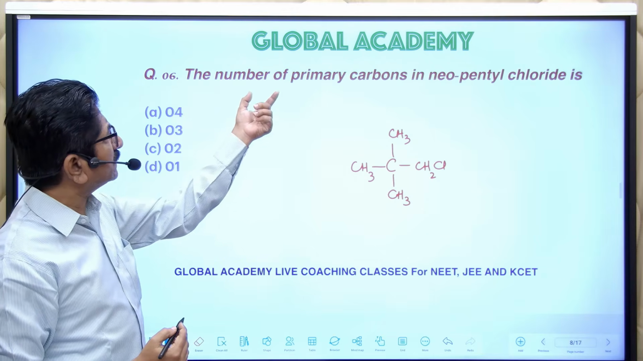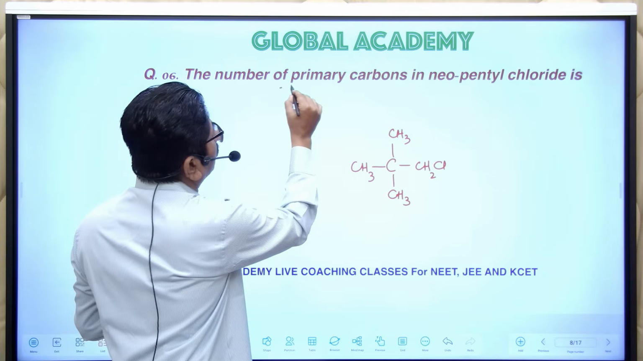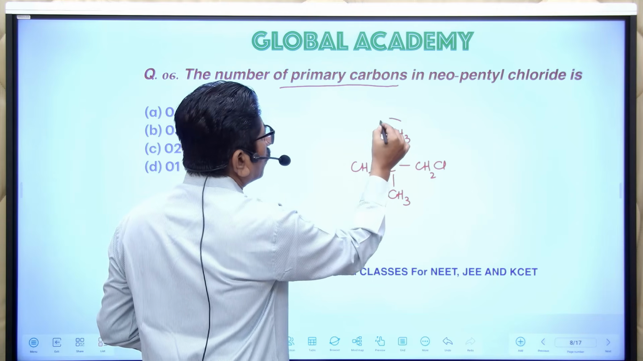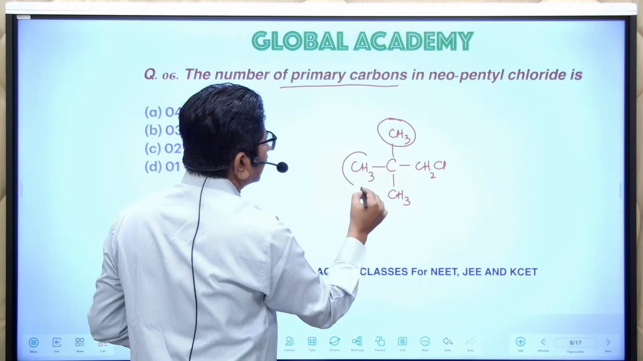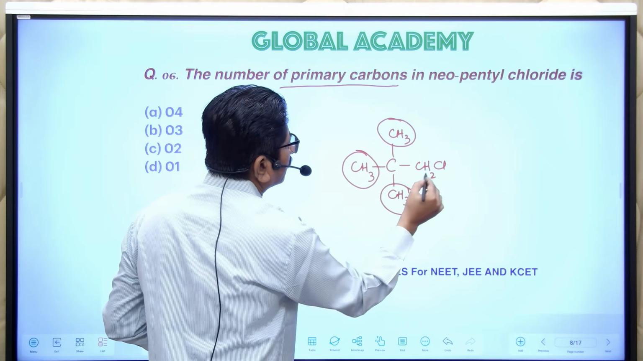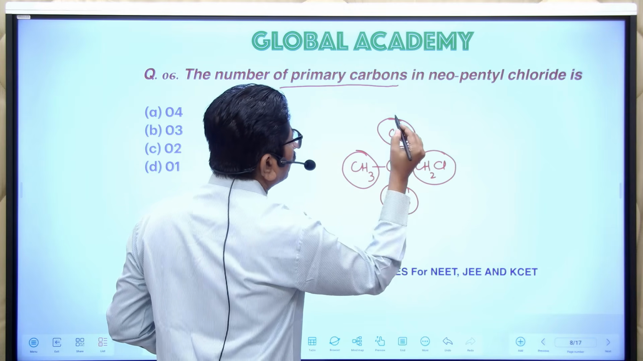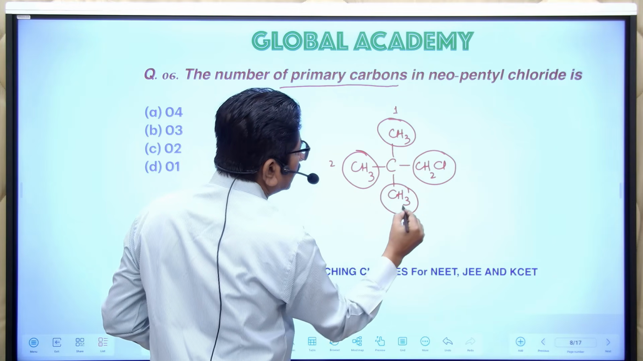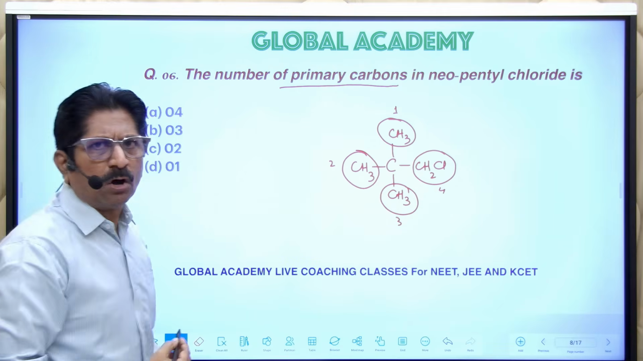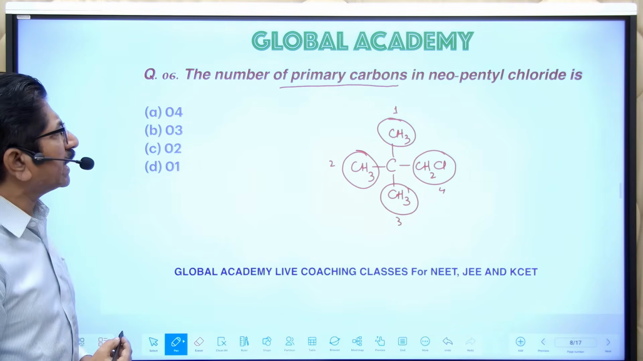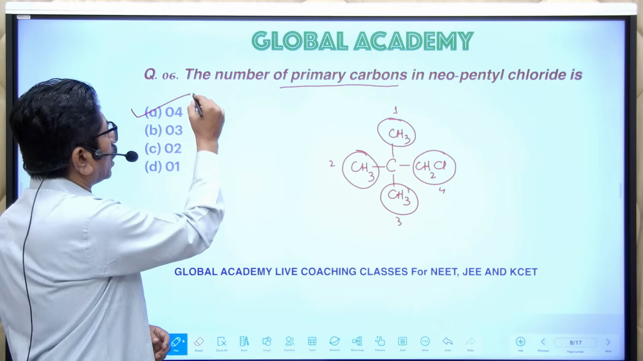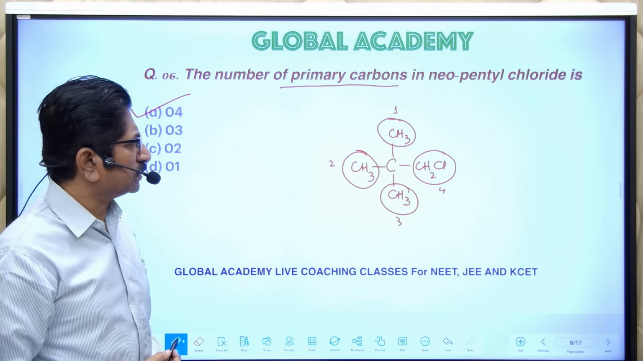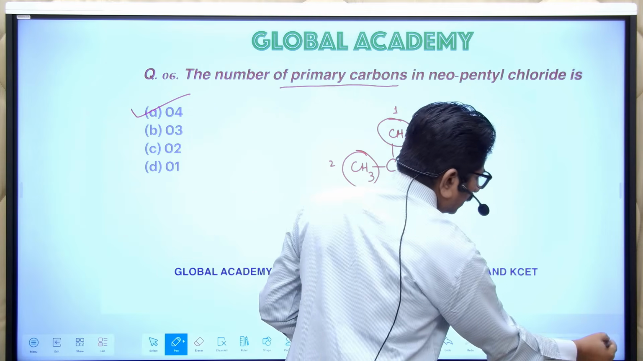Then what is asked here? How many primary carbon atoms are there? This is the first primary, this is the second primary, this is the third primary, and this is also the fourth primary. So it is 1, 2, 3, and 4. Total 4 primary carbon atoms are there. So option A is the right answer for this question. Okay, we'll move to the next.